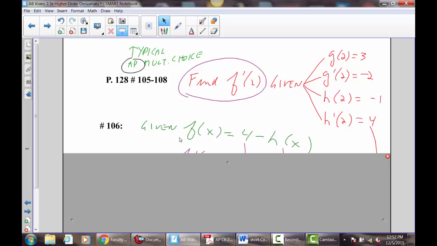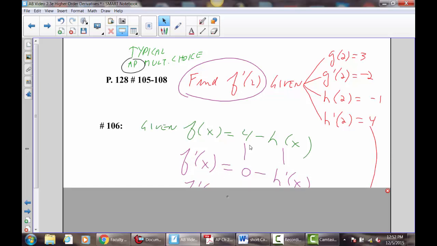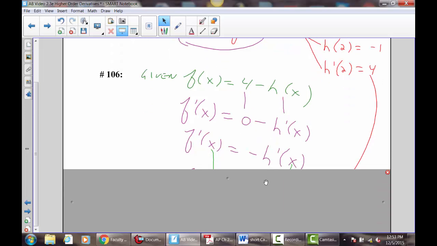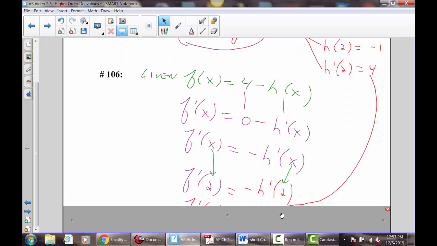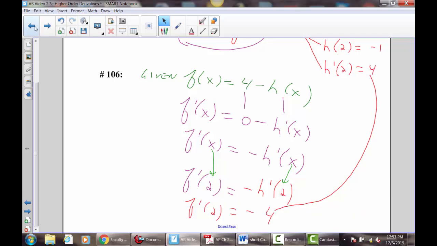So for number 106, f of x is 4 minus h of x. We want f prime of 2, so we'll start by finding f prime of x. The derivative of 4 is 0. The derivative of h of x is h prime of x. Then we replace all of the x's by 2. And now you go back up here and see, oh, h prime of 2 is 4, and therefore the answer is negative 4. So very easy.